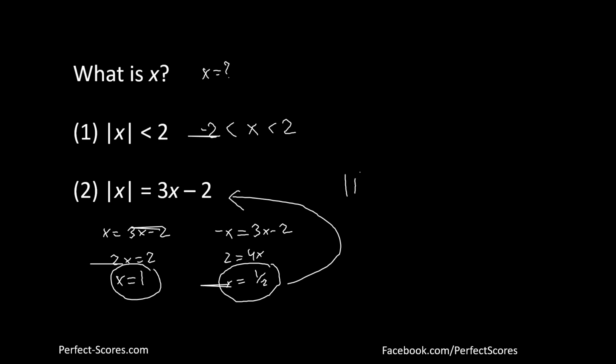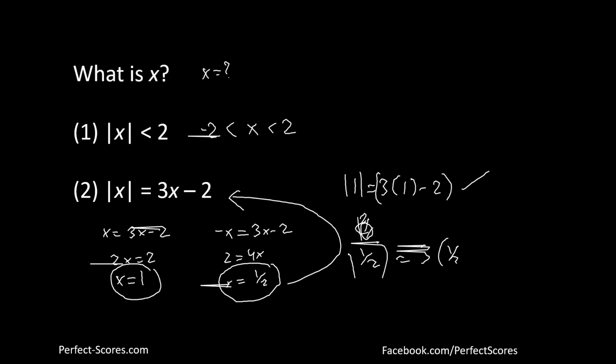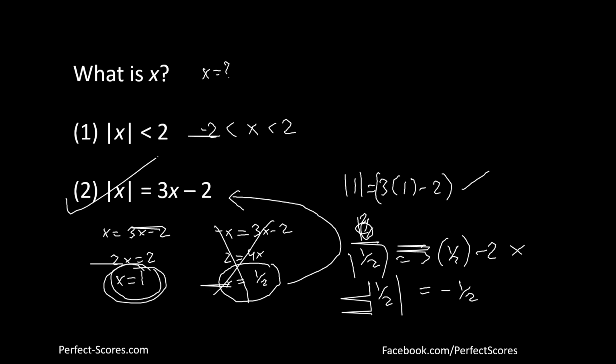Is absolute of 1 equal to 3 into 1 minus 2? Yeah. Is absolute of half equal to 3 into half minus 2? No, because this is negative half. Absolute of half cannot be equal to negative of half. So this is not a possible value. That means X has to be 1. That means B is the answer.